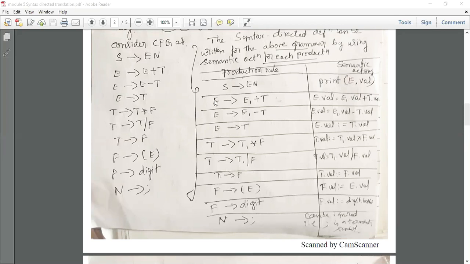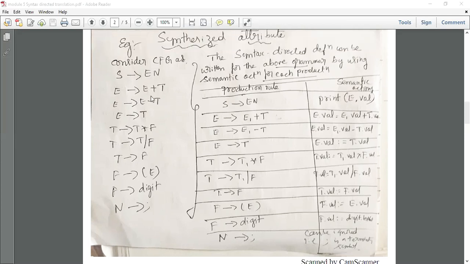So E tends to E1 plus T. For every augmented grammar, as we told in the beginning, whenever one more capital letter repeats, like E tends to E plus T, it is distinguished by E1. S is S1, E is E1, like that we distinguish in the augmented grammar. E tends to E1 plus T, and E dot val equals E1 dot val plus T dot val. Why dot val? Because every node is attached with a particular val. See, that is what they have given here.